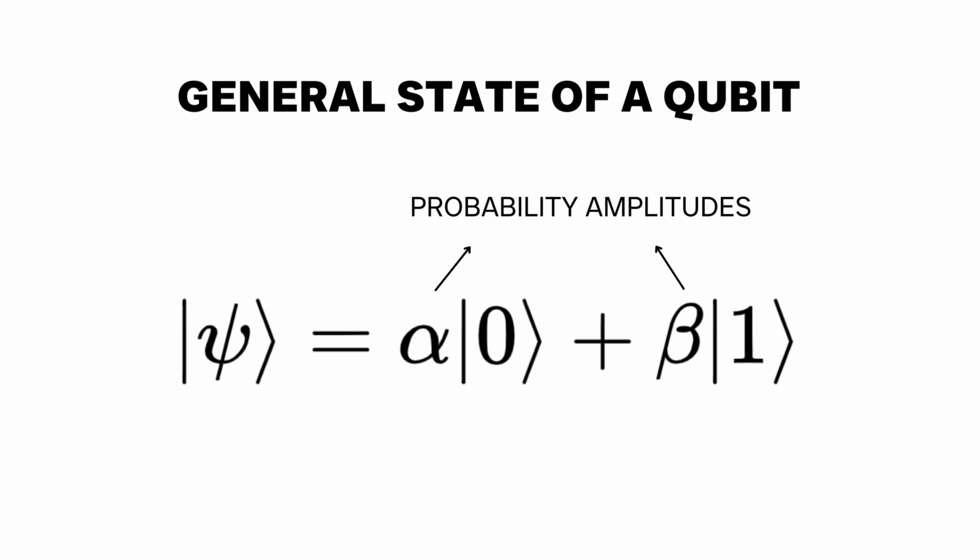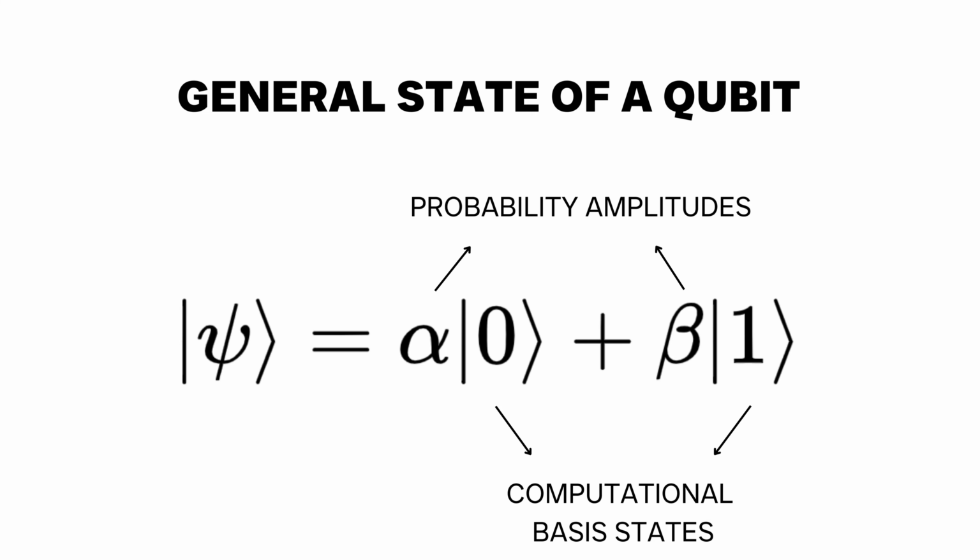The general state of a qubit can be represented by a linear combination of states. Alpha and beta are complex numbers, and if we square them, we get the probability of getting each state. The states 0 and 1 are also known as the computational basis.